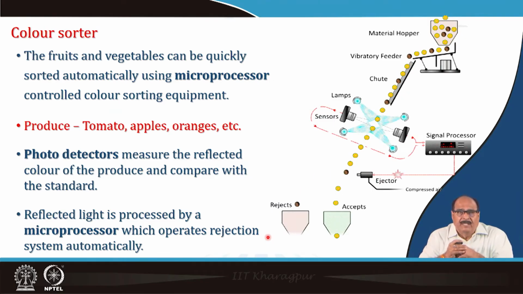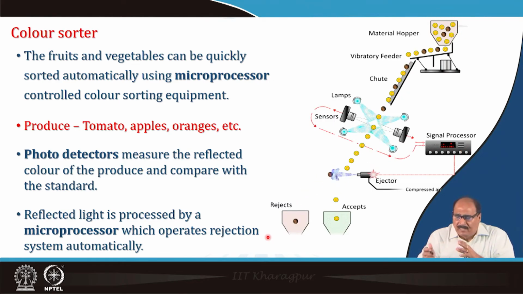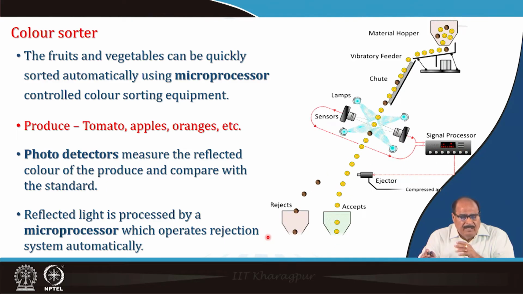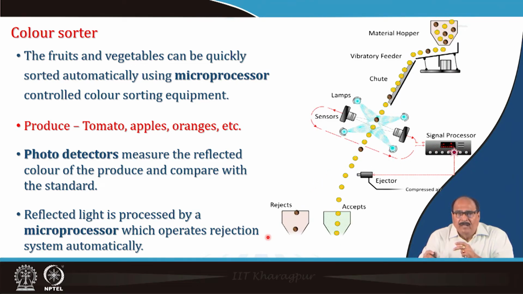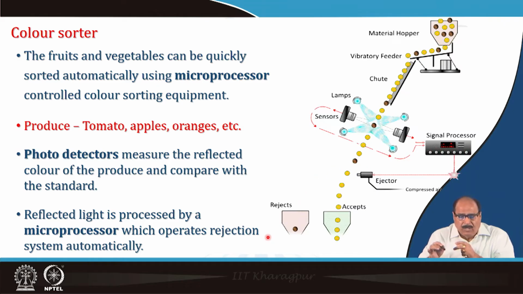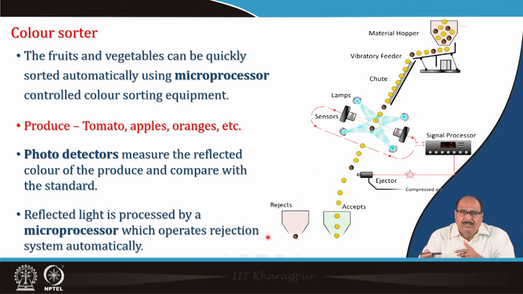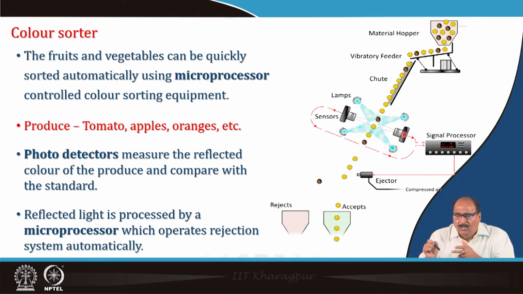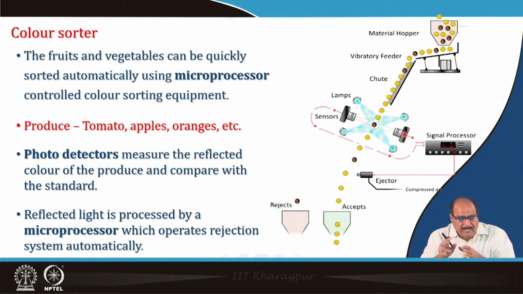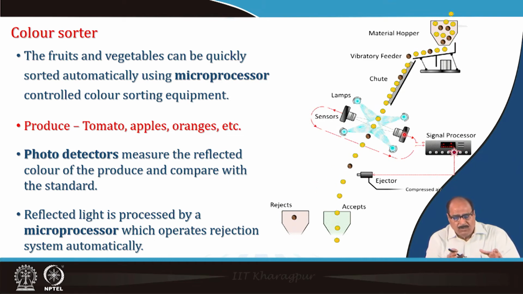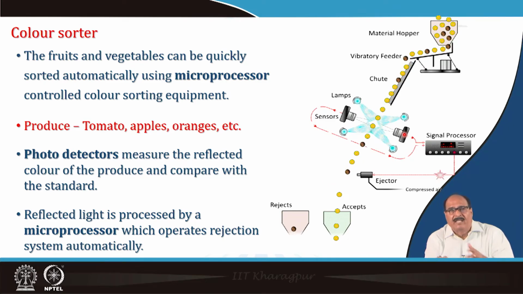Here in the picture, you can see one such system, the color sorter. Fruits and vegetables can be quickly sorted automatically using microprocessor controlled color sorting equipment, and commodities like tomatoes, apples, oranges, etc. are being sorted using this method in some industries. So, you can see photo detectors are provided here. They measure the reflected light of the produce and compare it with the standard ones.